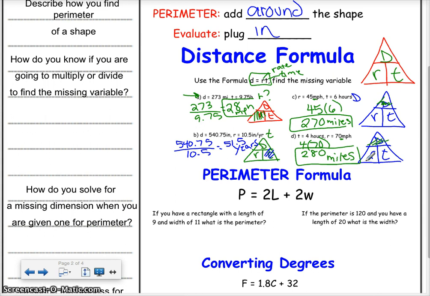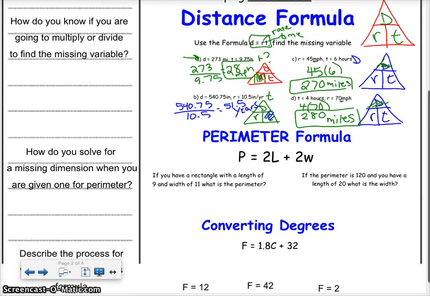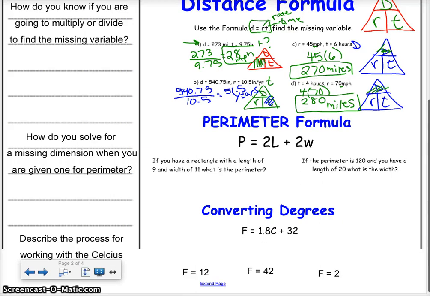All right, you're going to have tons of distance ones today. The reason is because it is the most popular 7th grade formula. The other one is perimeter. Perimeter is 2 lengths, 2 widths, add them together. 2L plus 2W.